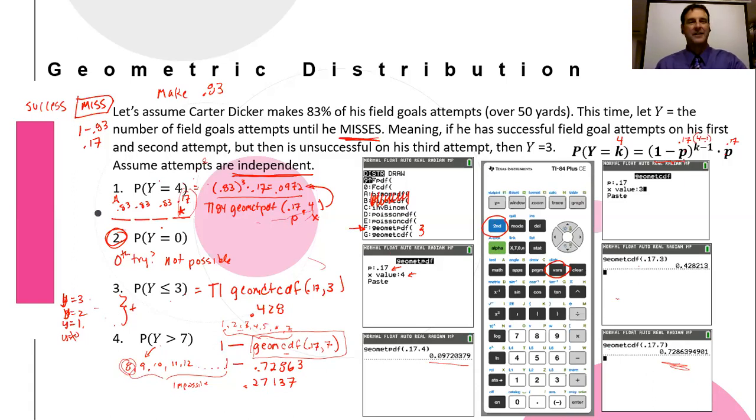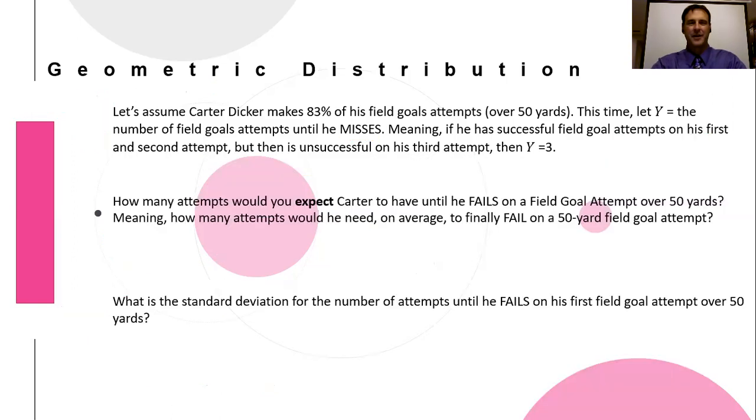All right, that is the end of the geometric piece, but there's still one more part that's a little bit different. It's again moments where we ask for the word expect, and it's the same story that you saw above. The first paragraph says, how many attempts would you expect Carter to have until he finally fails on a field goal attempt over 50 yards? And then it's just rewritten. It says, meaning how many attempts would he need on average to finally fail at a 50-yard field goal?